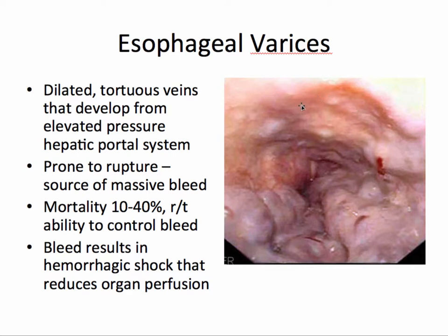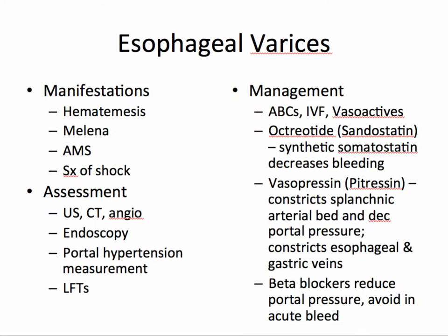To the right, I have an endoscopic view showing the esophagus, and here are the esophageal varices running down the esophagus. Manifestations of esophageal varices include severe hematemesis, melena, altered mental status, and symptoms of shock. Assessment includes ultrasound, CT, and angiography, as well as endoscopy, portal hypertension measurement, and liver function tests.